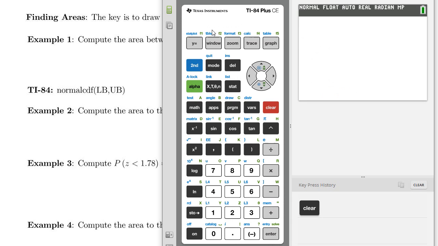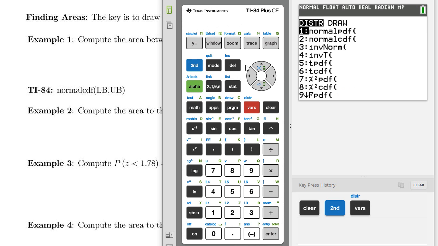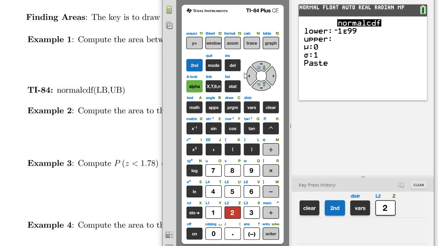So on your TI-84, you want to go to the distribution menu, second variables, and then you want choice 2, normal CDF. So the CDF, normal is for the normal distribution. I'm going to press number 2, and CDF is cumulative distribution function. So it's accumulating the area. So you have to enter in a lower and an upper cutoff, and then for z-scores, mean and standard deviation are always 0 and 1. So this negative 1 e to the 99 is scientific notation for a big negative number, and that's the default.